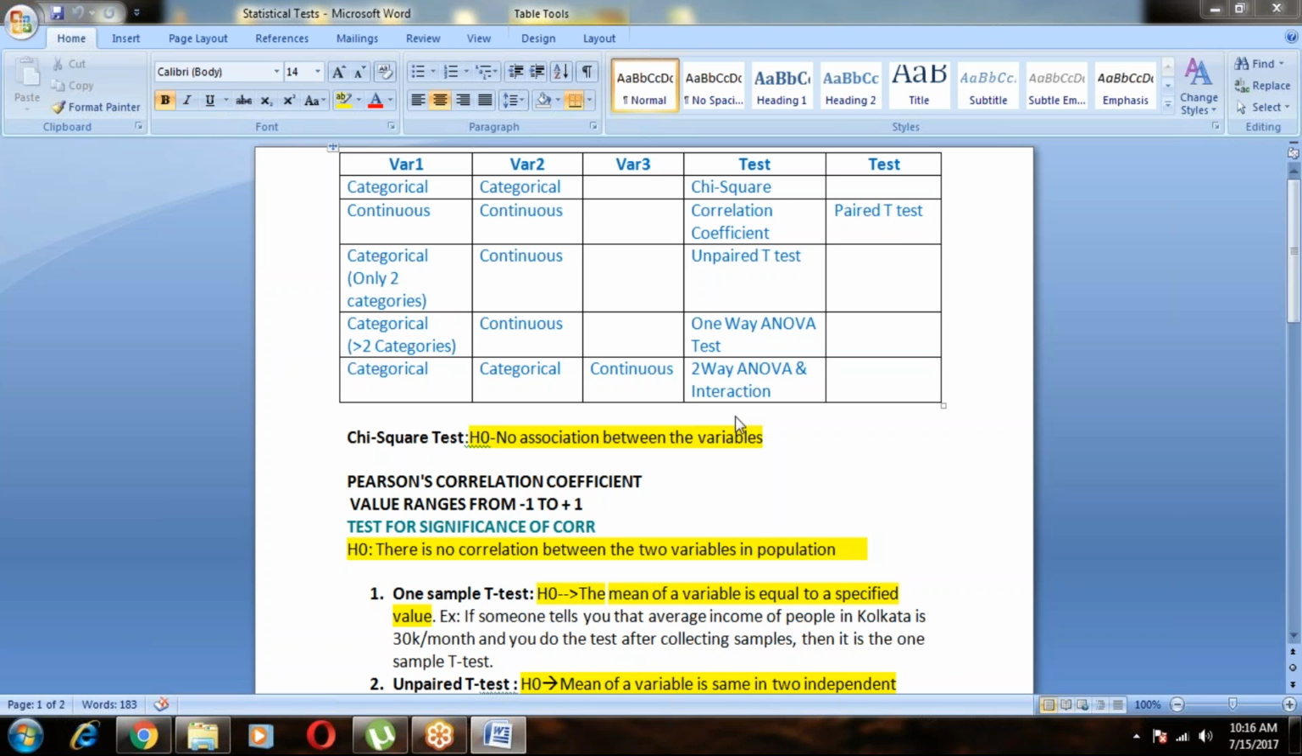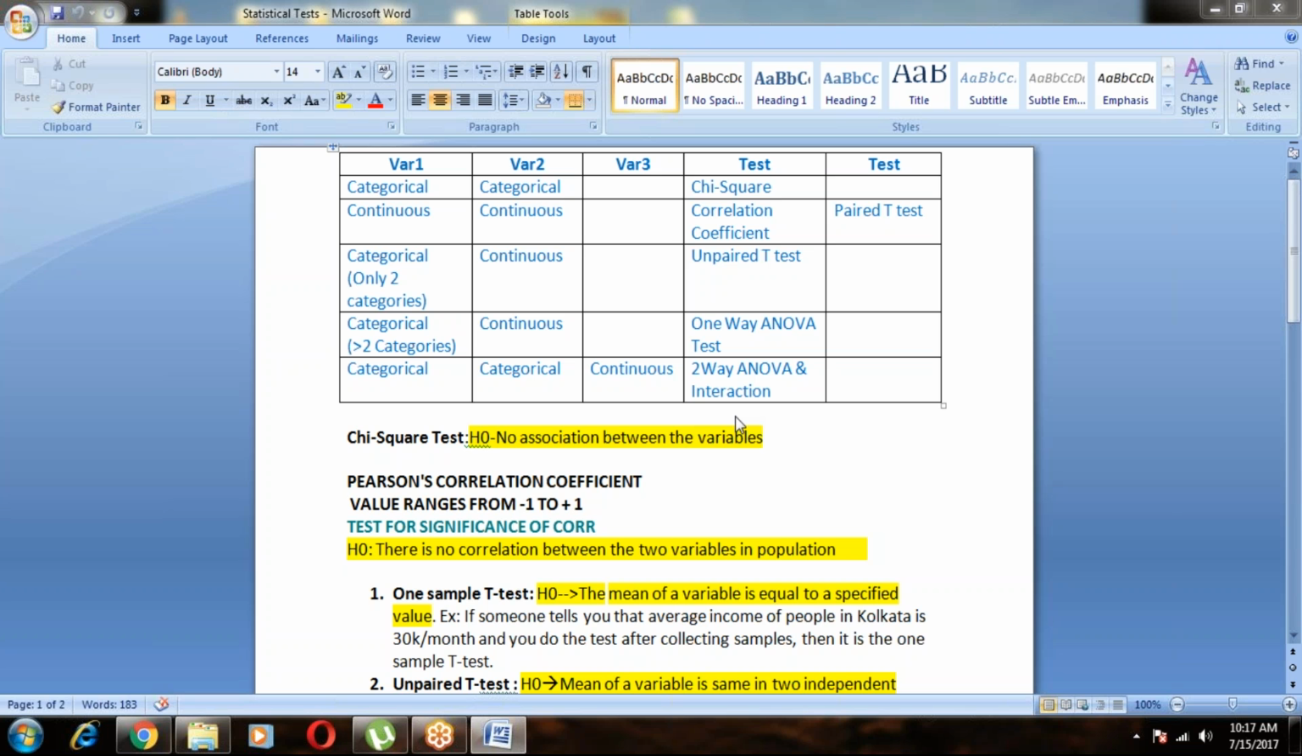Okay, so next is categorical data and continuous data. If you are having more than two groups, let's say you want to compare between three or four cities, Kolkata, Bangalore, Delhi, and you want to know whether their average income is the same or not, that is the one-way ANOVA test.